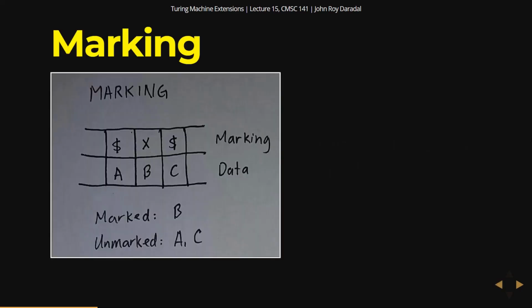For example, if you have 2 tracks here, the first track is the marking track and the second track is the data track, then you have A, B, and C in the data track, and A and C are unmarked because on the marking track they have a corresponding blank symbol, the $ signs. But B here is marked because it has an X on the marking track. So B is marked and A and C are unmarked. Maybe later on you'd want to come back to B, so that's why you marked it, or you do that for whatever purpose it may serve you.